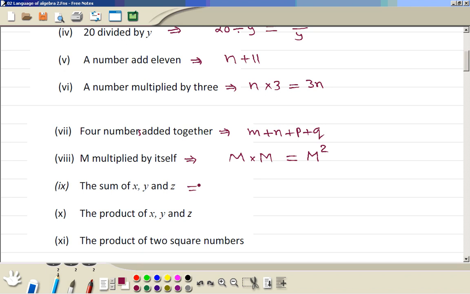The sum of x, y, z, simply add, so x plus y plus z. Product of x, y, z means multiply these three numbers, but we don't need to put these symbols, so we just basically write x, y, and z.